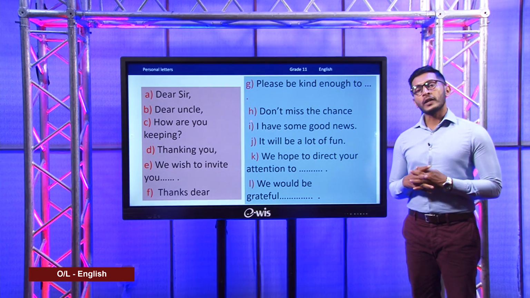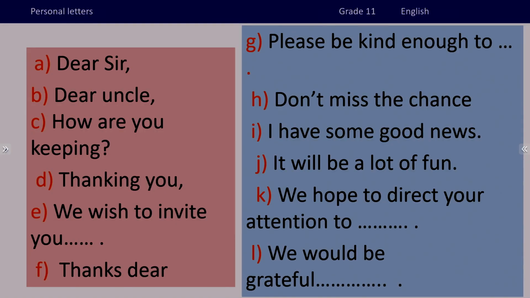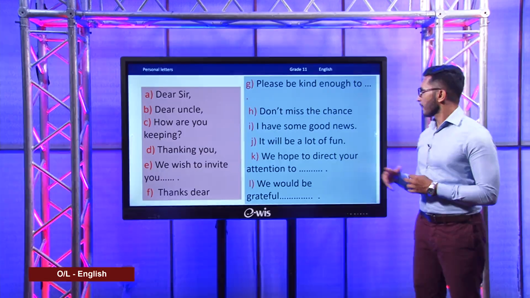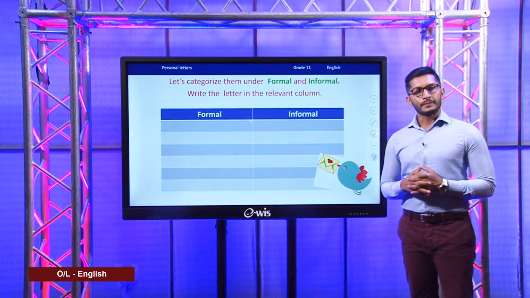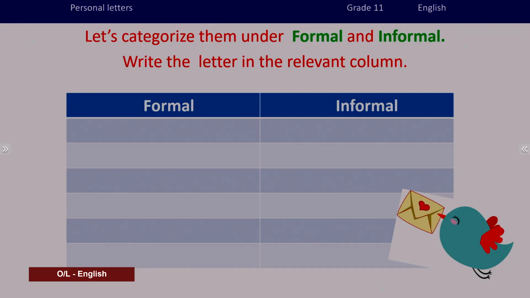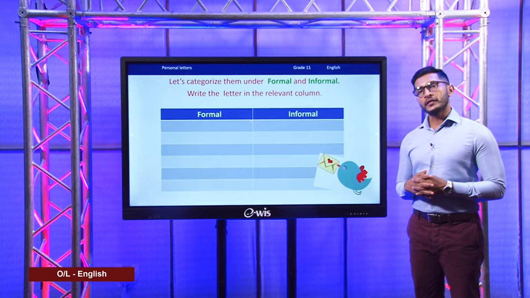So when it comes to letters, letters are of two types. They are formal letters and informal letters. Now we have a small activity. Look at the screen. Here you can see a grid of two columns. Left hand side, left column is formal, right hand side informal. So what you are going to do is, you are going to read those expressions again and select which expressions you are going to use in formal letters and which expressions you are going to use in informal letters. Then write the letter of the expression in the relevant column.